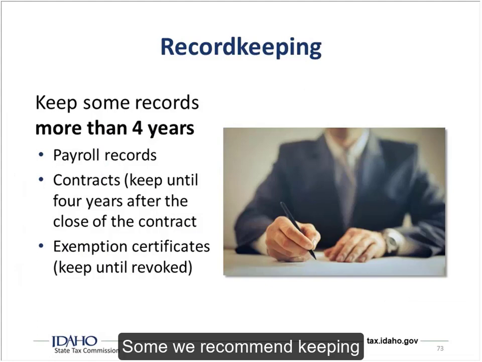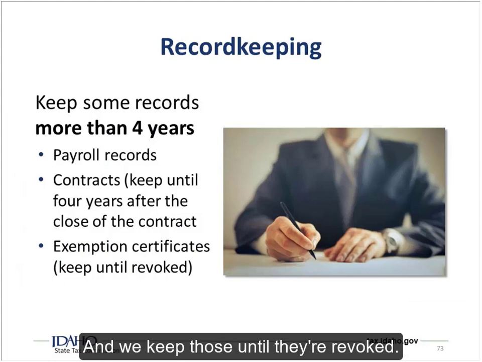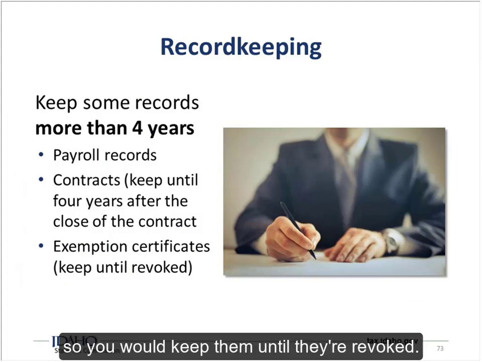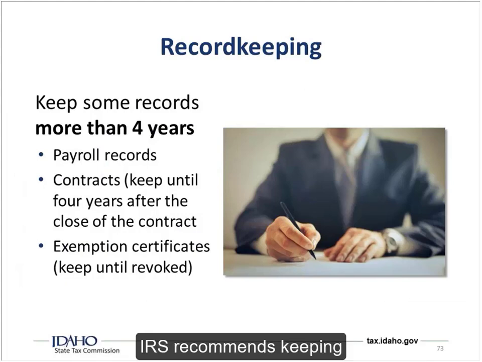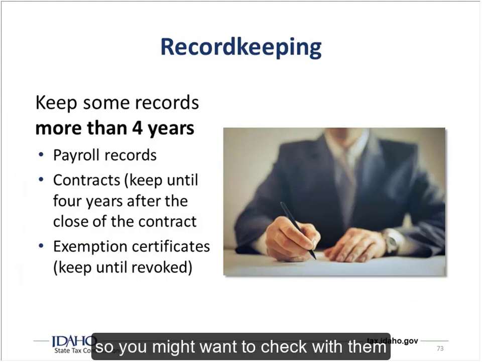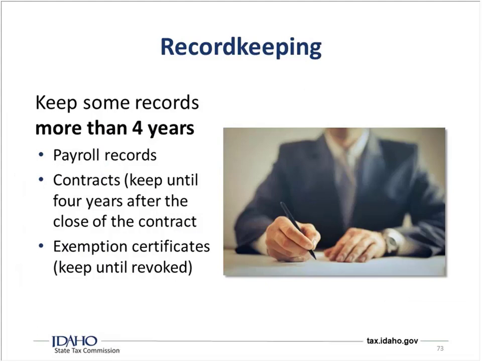Some we recommend keeping longer than 4 years. Things like payroll records and contracts, I would keep until 4 years after the close of that contract. Exemption certificates, I would keep those until they're revoked. Exemption certificates don't expire, so you would keep them until they're revoked. The IRS recommends keeping some records indefinitely, so you might want to check with them to find out which ones they think you should keep indefinitely.